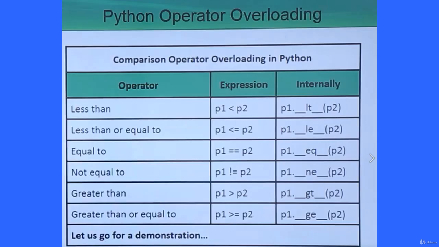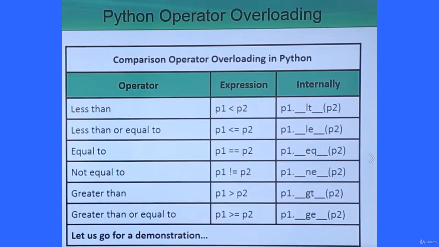So here we have less than. Here we have comparison operator overloading in Python. Previously we had operator overloading special functions in Python. Now if you consider the comparison operators, that is less than, equal to, double equal to, not equal to, greater than or equal to, and so on. These are the operators, these are the expressions, and internally which function is getting called, we have listed in the third column.